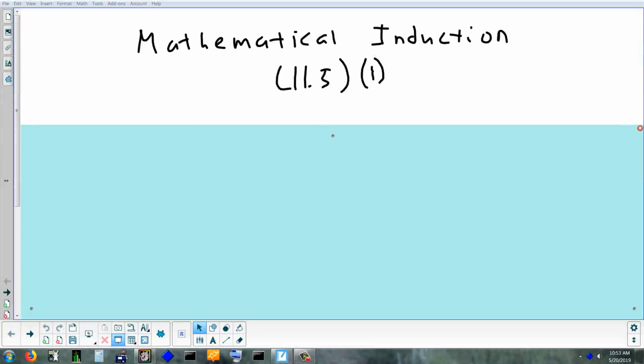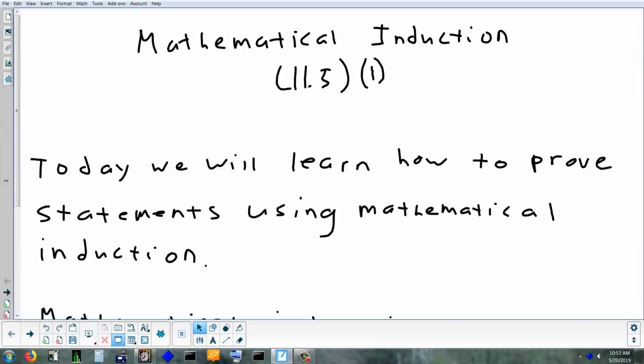All right, so today we're going to look at section 11.5. There are two parts to induction. We're just going to look at the first part. We're not going to do the second part. So what we're technically doing would be considered weak induction, versus the next part of this would have been strong induction.